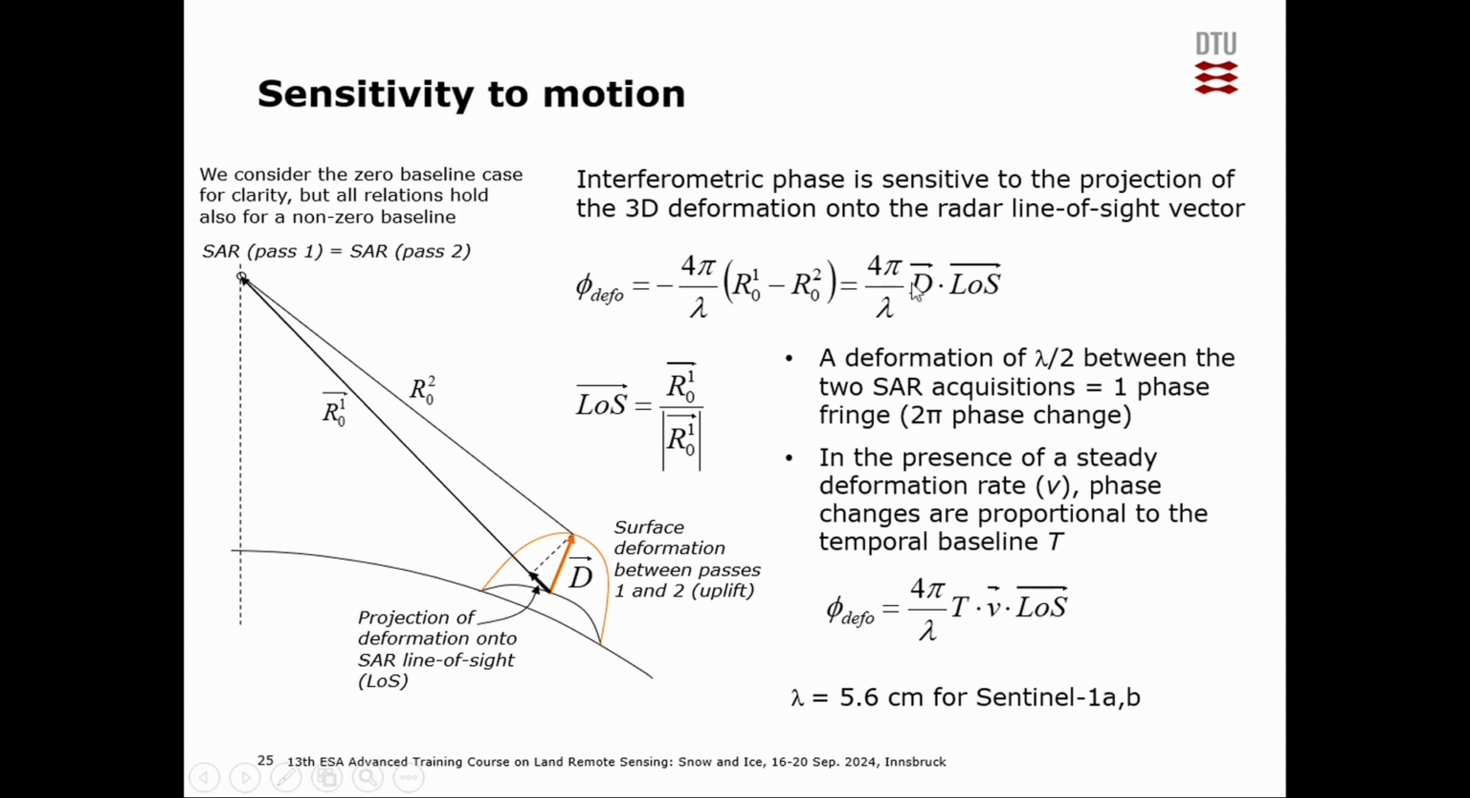And this projection will be proportional to a phase variation through this 4 pi over lambda, where lambda is the radar wavelength. So this also means that what line of sight or range deformation do I need to cause a full cycle, so 2 pi radians? How much change in this R01 minus R02 do I need to get 2 pi on the other side?